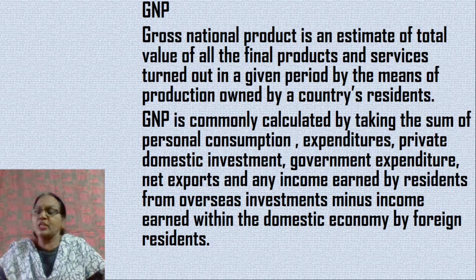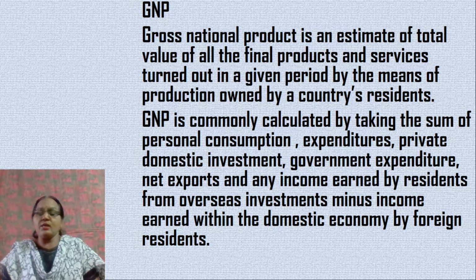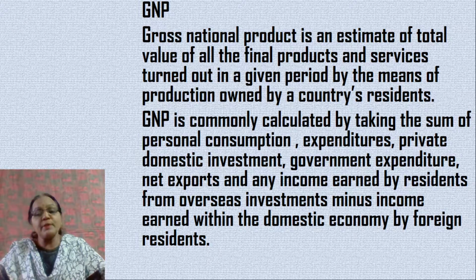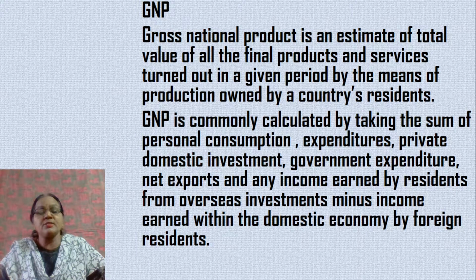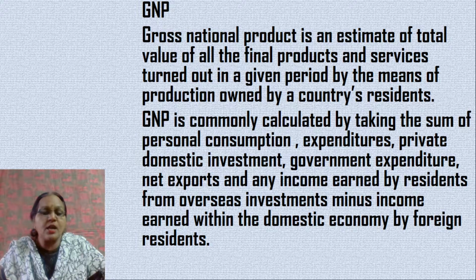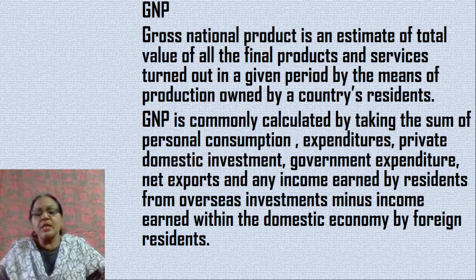Here GNP is calculated by taking the sum. Personal consumption is there, an individual's consumption, then expenditures. Then we have private domestic investments, by private as well as domestic investment. Apart from this, we also have the expenditure of the government, then the exports, that is the commodities which are exported, as well as the income which is earned by people from overseas investment.